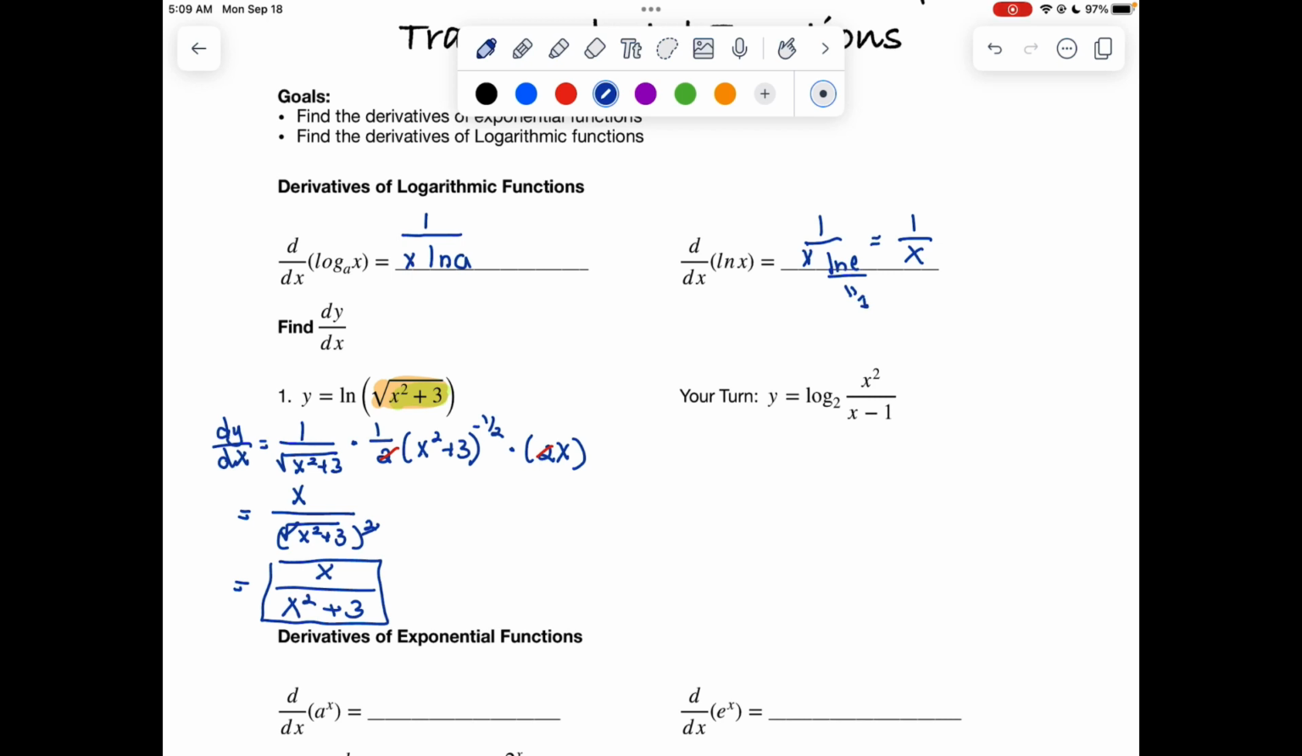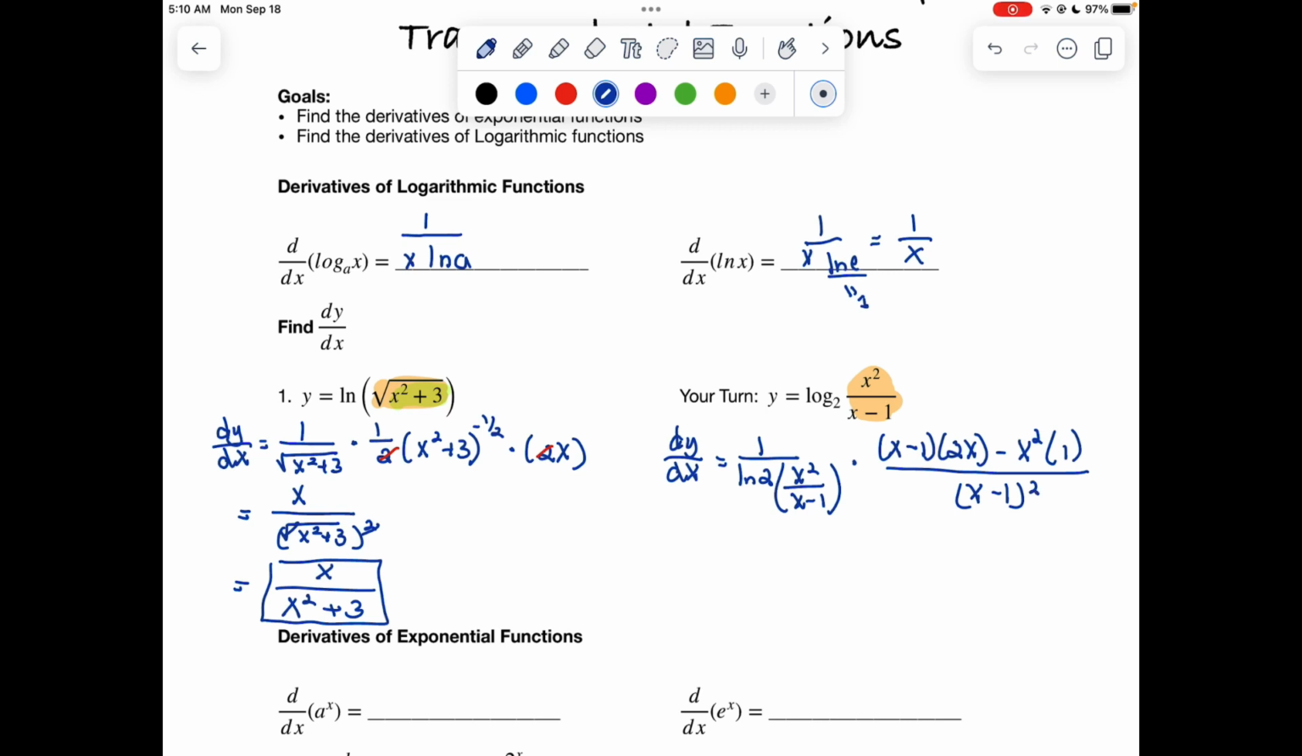Okay, I want you to try this next one. All right, so we have our inside function, which is x squared divided by x minus 1. So we're going to start by taking the derivative of the outside function, which is log base 2. So we have to use that first formula. So that's 1 over our x, when our x in this case is x squared divided by x minus 1, times by the natural log of 2. Now we have to times it by the derivative of the inside, which we need to use the quotient rule to do this. So low d high minus high d low over low squared.